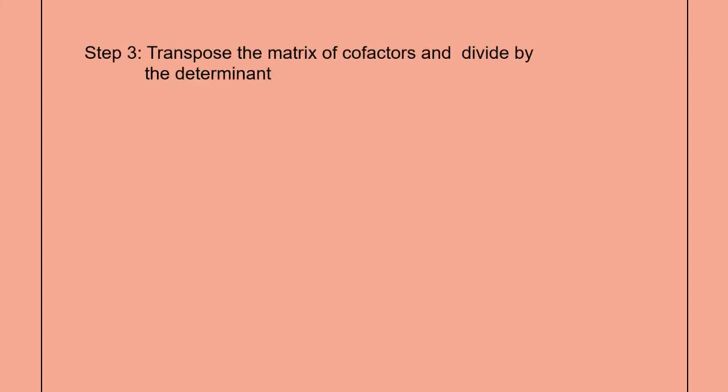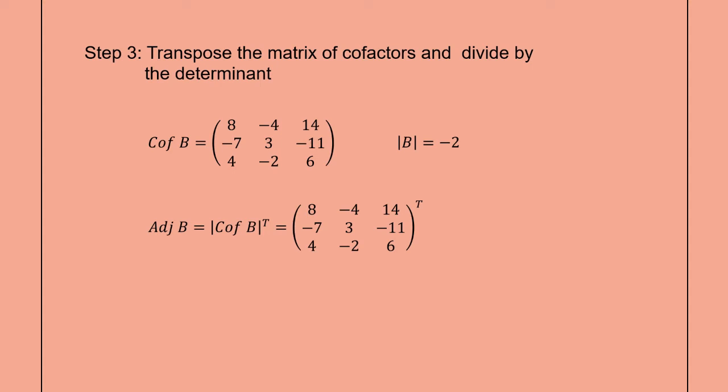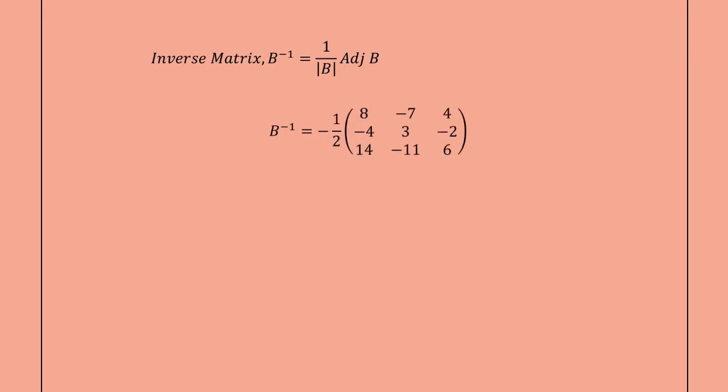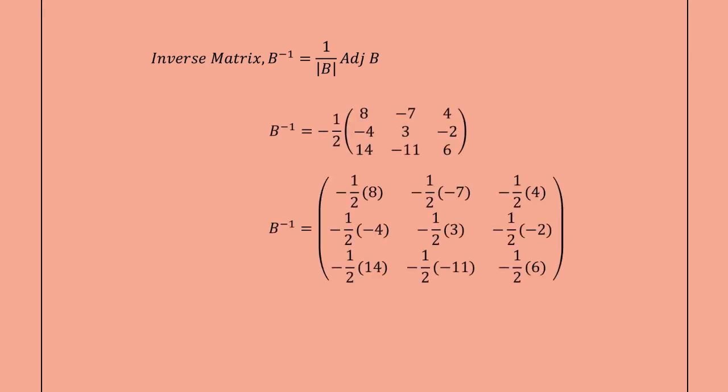After finding all the cofactors of the matrix, in step 3, we have to transpose the cofactor matrix. What is meant by transpose? Transpose is actually a process of switching rows into columns in the matrix. After finding the transpose, we will get adjoint B. For the final step, all we have to do is divide the adjoint B by the determinant to find the inverse matrix. In this case, we just need to divide the adjoint B by -2, and we will get the inverse matrix of B.